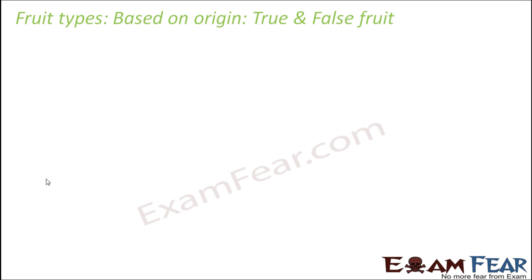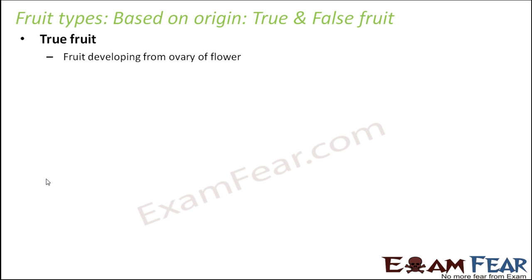So now let us talk about two types of fruits which are classified depending upon their origin. They are true fruit and false fruit. Now this is very important because just now I was telling you that apple is an exception. So now why is apple an exception? You will understand after you know what is a true fruit and what is a false fruit.